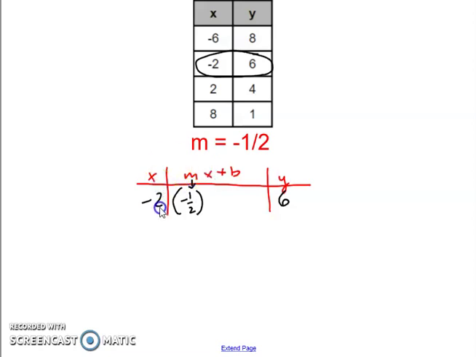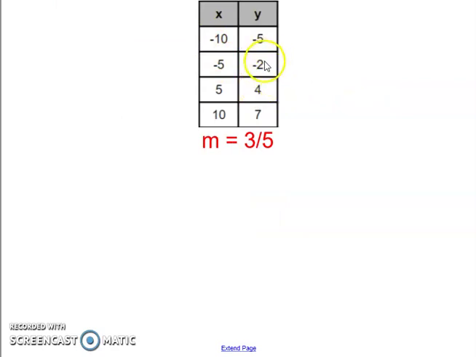Slope times x is right here. So -2 times -1/2 gives me +1. Negative times negative is positive, and 2 times 1/2 is 1. Now I need to figure out how much is left to get to 6. Well, 1 plus 5, so 5 would be my y-intercept. So my equation here would be y equals -1/2 x plus 5. Let's look at a couple more just to get the hang of this.